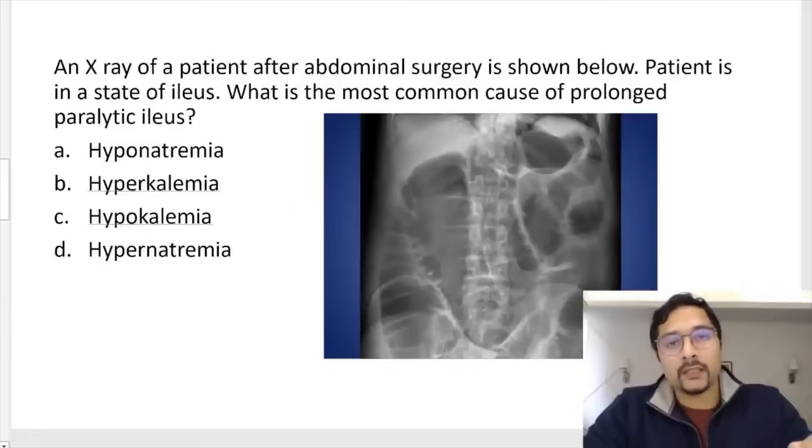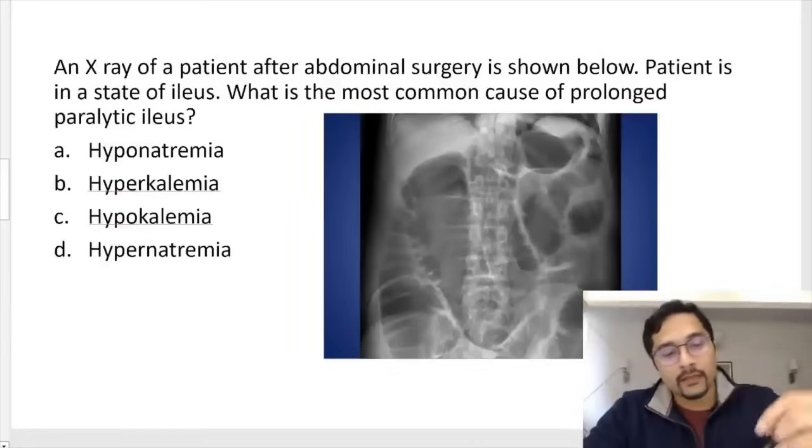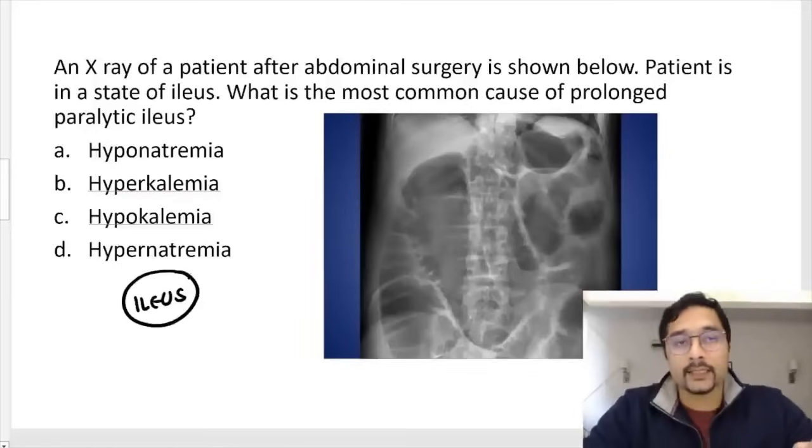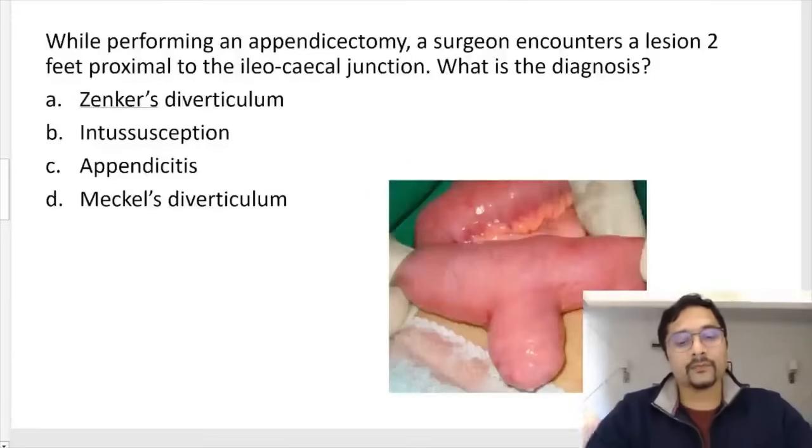X-ray of the patient after abdominal surgery is shown. You can see distended bowel. So the patient is in a state of ileus. The most common cause of ileus is hypokalemia. Hypokalemia can give rise to prolonged ileus. Very important, you should know for the exam.